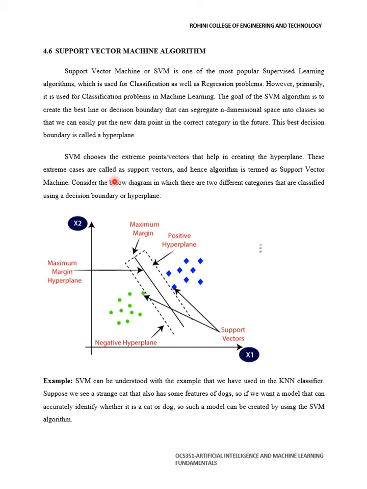SVM chooses the extreme points or vectors that help in creating the hyperplane. These extreme cases are called support vectors. That's why we call this machine learning algorithm the support vector machine algorithm.